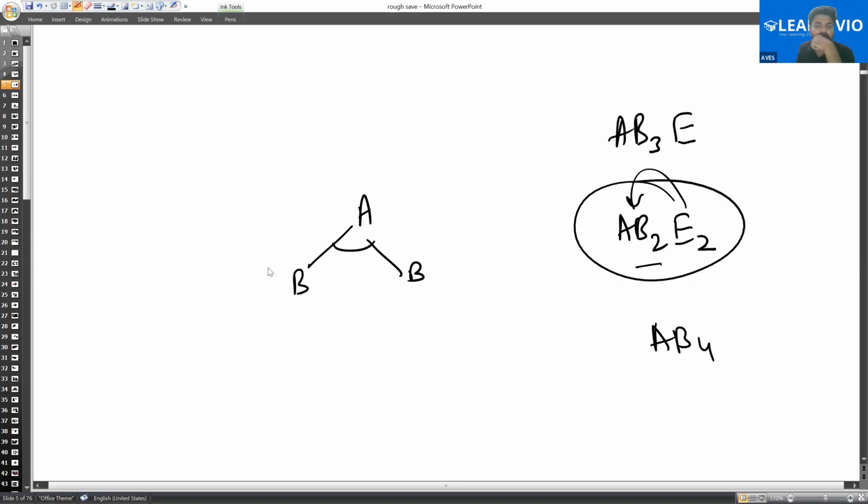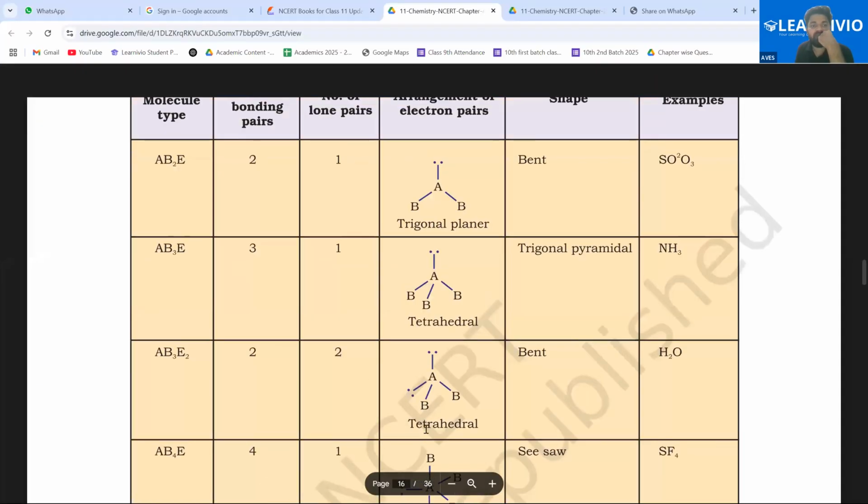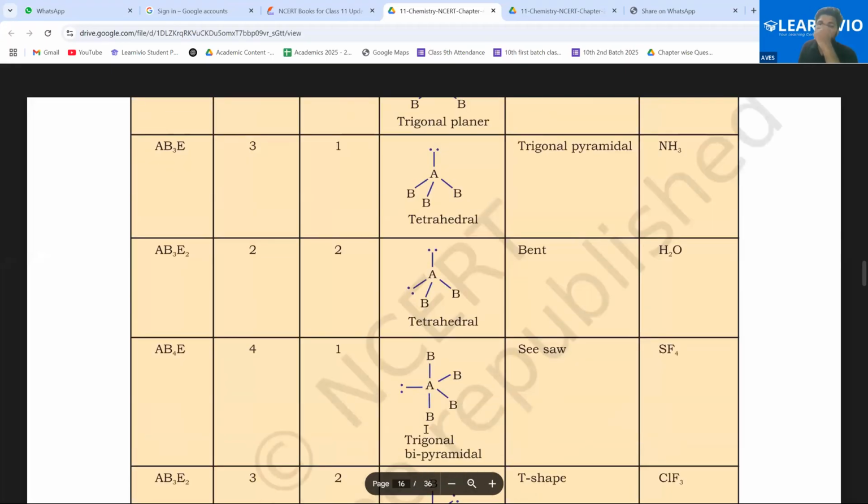Yes, sir. So again, AB2, but it goes to AB2E2. तो यहाँ पे देरी रखा हुआ. सॉरी, AB3E2 में बैंड आ गया.